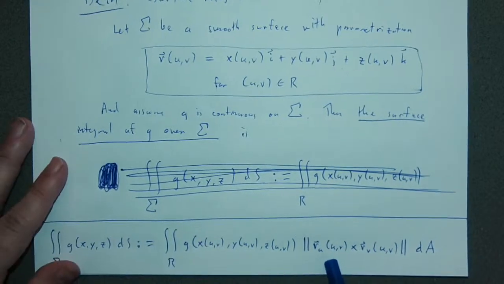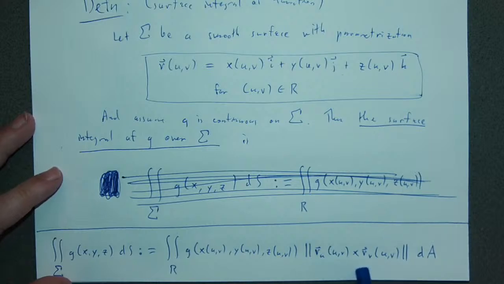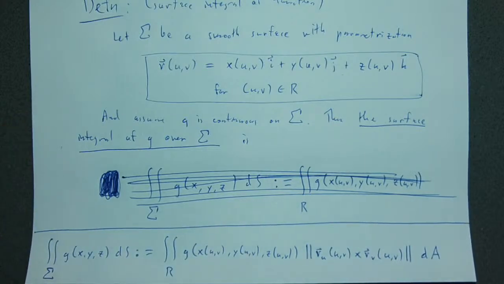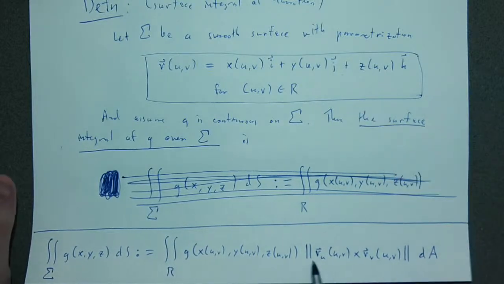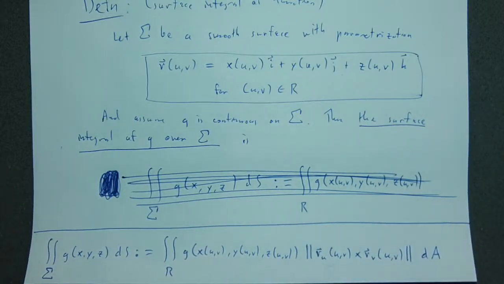Remember where this quantity comes from. It is computed in the same way that we computed it in chapter 14. In chapter 14, we had computations involving the normal to a parameterized surface, and this quantity shows up as the length in the denominator if we're talking about the unit normal at a point.